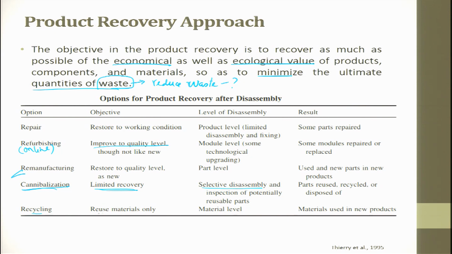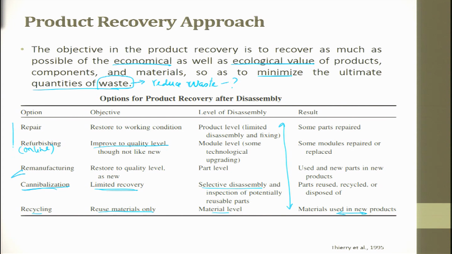Then recycling is reusable material only, material level it is done. So, if you look at it, product level, module level, part level, selective disassembly and material level. Look at the levels, how it goes. Recycling works on material level. Materials used in new products. For example, we try to take a plastic bottle, shred it, we go back to the pellet form, and then you can make one more bottle. So, that is shredding and making one more bottle.